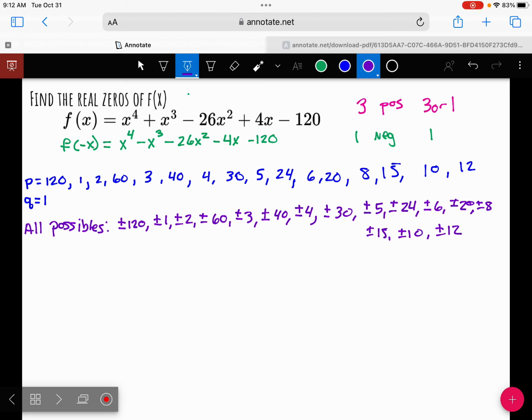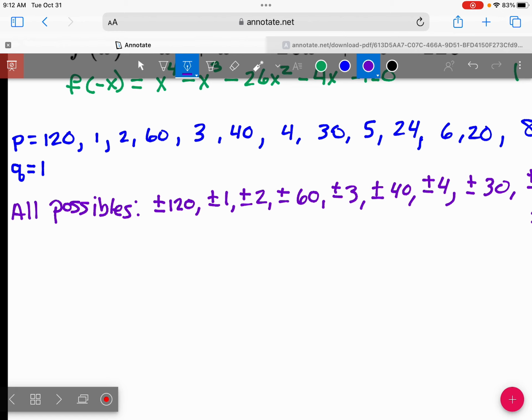At this point, do we have any way to narrow down where to start? Blind guess and check. We pick one that we want to do and substitute it in. So let's try 1. That's the first one I heard. So let's see if f of 1 is a root.